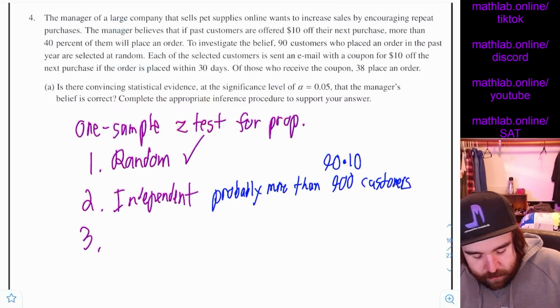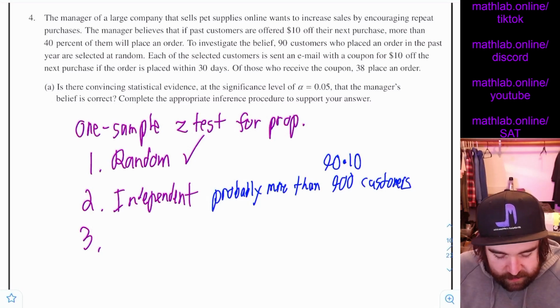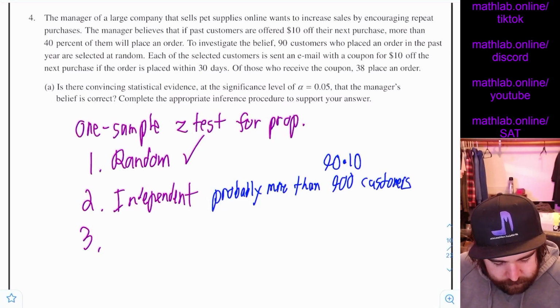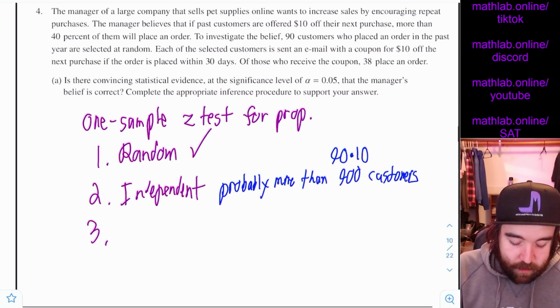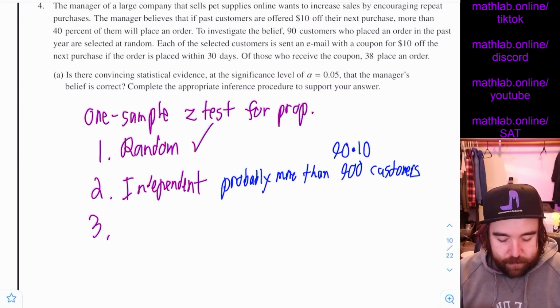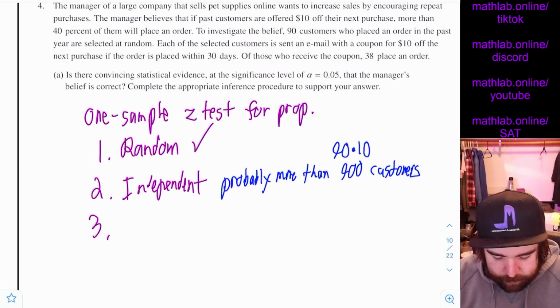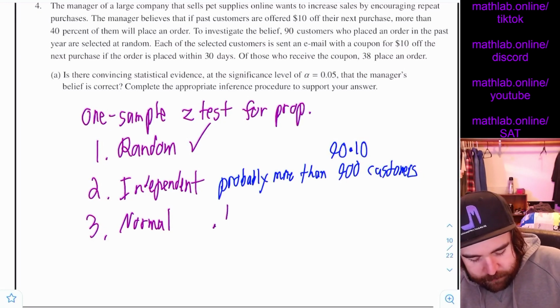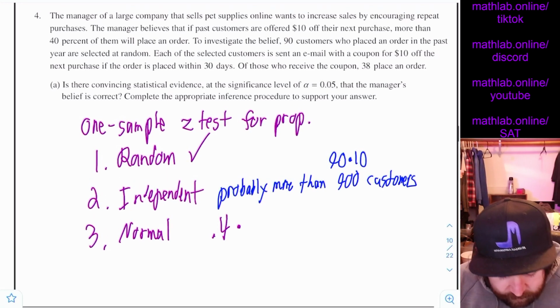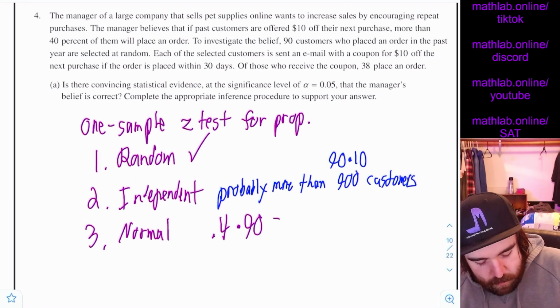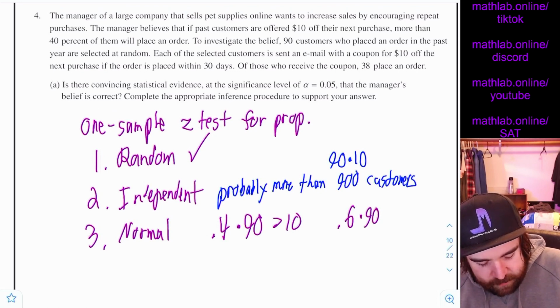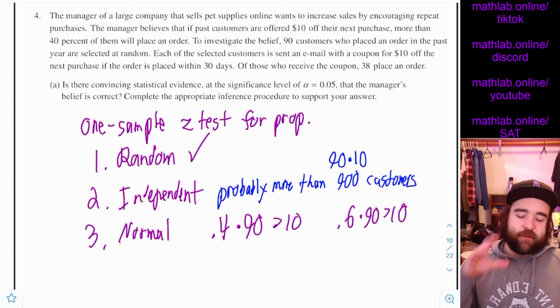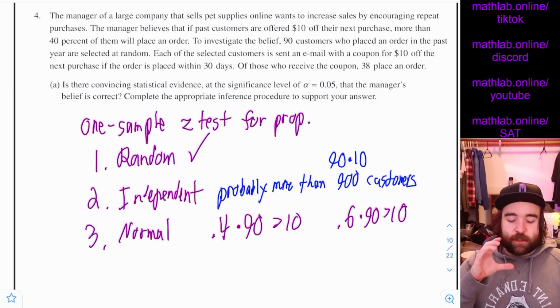And then 3 is 10 successes, 10 failures. So, but it's supposed to be based off of the probability you assume, right? 40%. So, this is the normal condition. So you do 0.4 times 90 is greater than 10, and 0.6 times 90 is greater than 10. Because you're supposed to use the values you assume, not the actual experimental values.